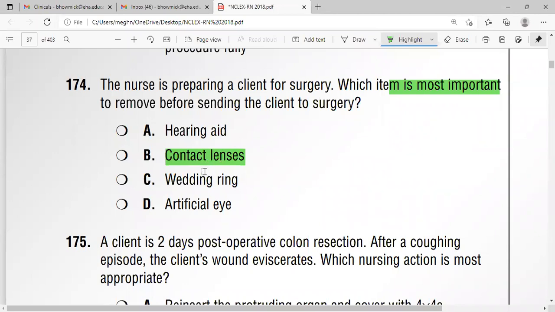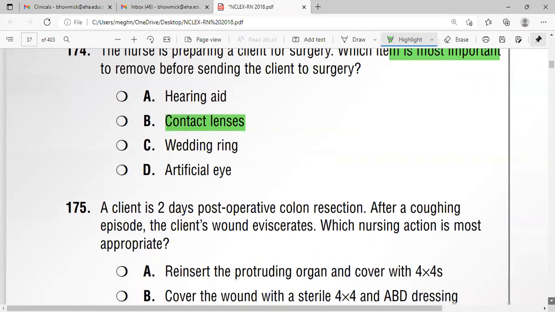So leaving the hearing aid or artificial eye in will not harm the client. Leaving the wedding ring on is also allowed. Usually the ring is covered with tape. Therefore, answer A, answer C, and answer D are incorrect.